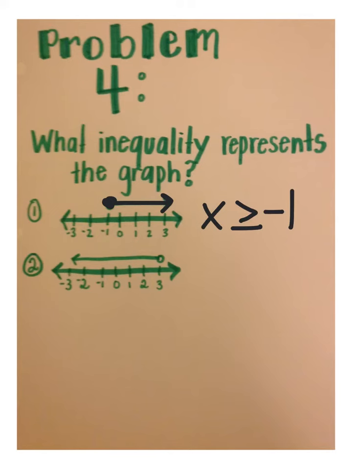Let's look at number 2. Here, it's important to notice that we have an open circle, or it's not shaded in, and my line is going to the left, which means x is going to be less than, and it's right at 3, so that's going to be my other part. X is less than 3.